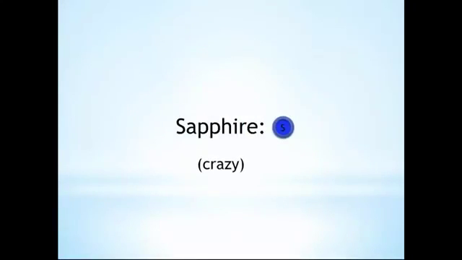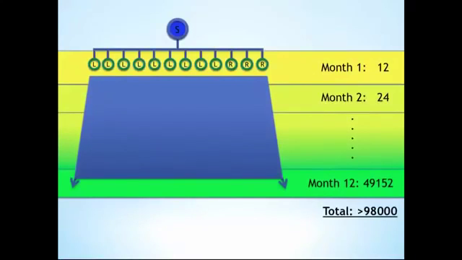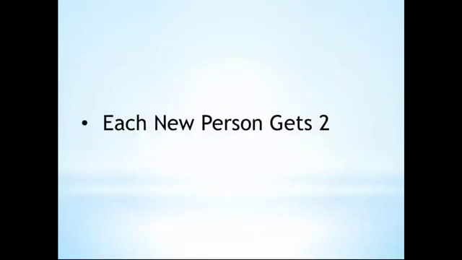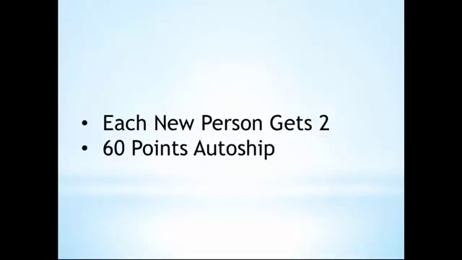Let's look at Sapphire. Here's where things get a little crazy. Your organization would have over 98,000 people. You'd be easily hitting the maximum team commissions of $26,250 a week. And then when you add in matching bonuses of over $72,900, you've got an income of over $177,900 per month. Remember, these scenarios are only if each new person gets 2 people, everyone orders a minimum auto ship of 60 points, and nothing more.